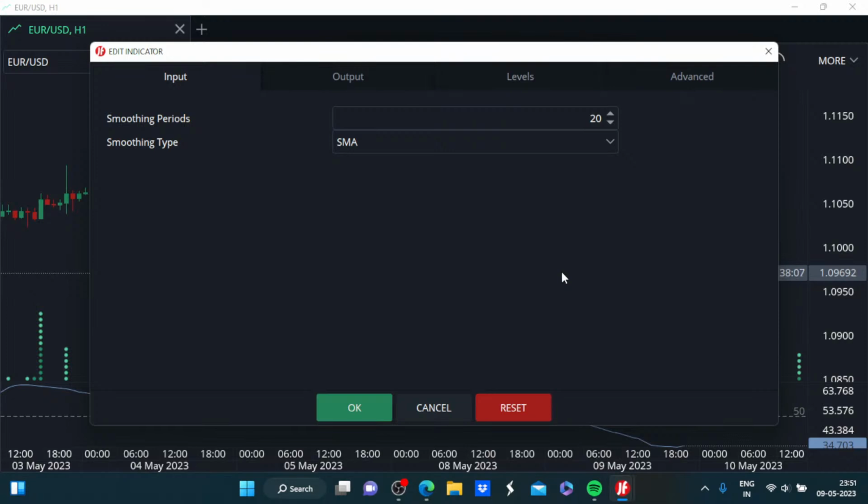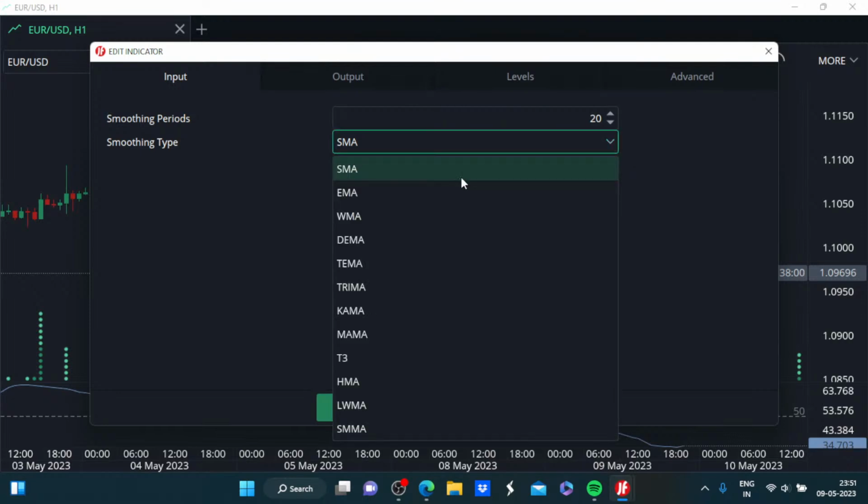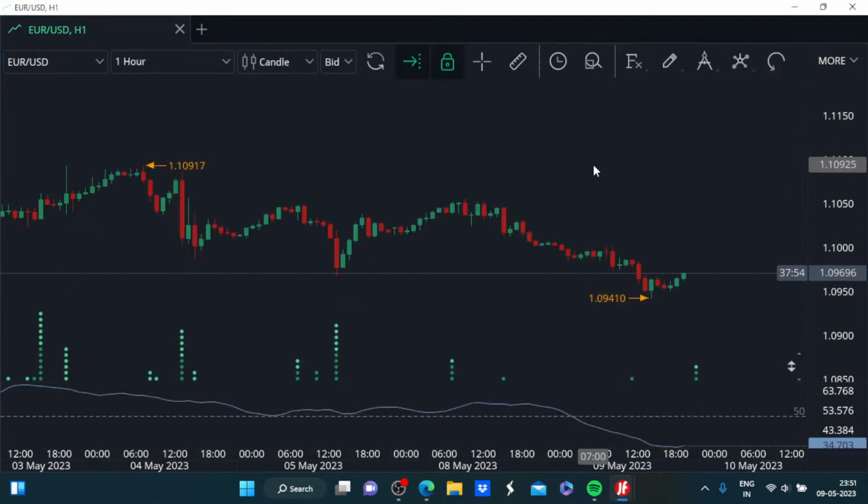This is the smoothing period of 20 and the smoothing type is SMA. You can vary it. We will look into this customization later on. Let's now look at the concept.